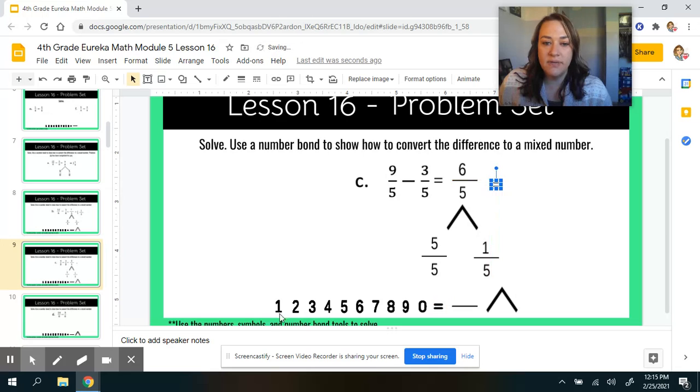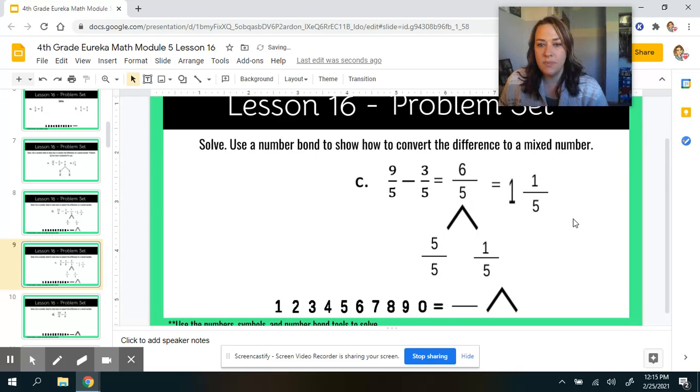So we could say 6/5 is equal to 1, because that 5/5 we know is equal to 1, and we still had that 1/5. So our answer is 1 and 1/5. 9 minus 3 gave us 6. We took 5/5 out to make 1, and that left us with 1/5. So our improper fraction of 6/5 is equivalent to 1 and 1/5.